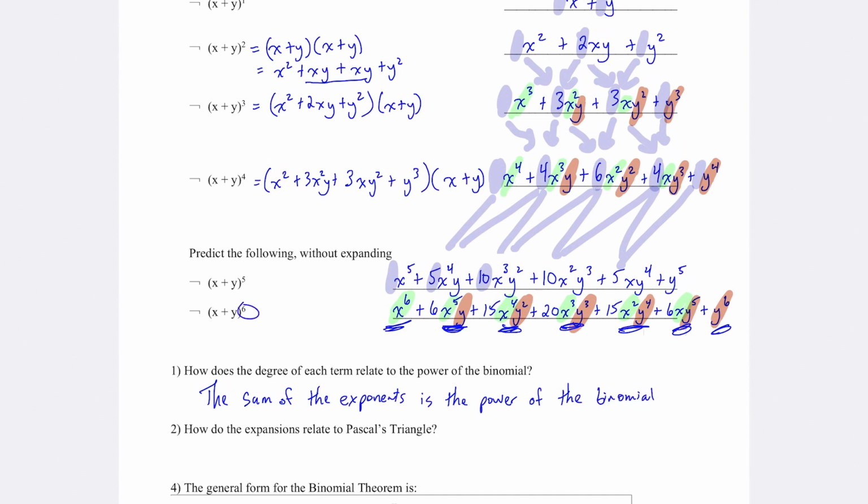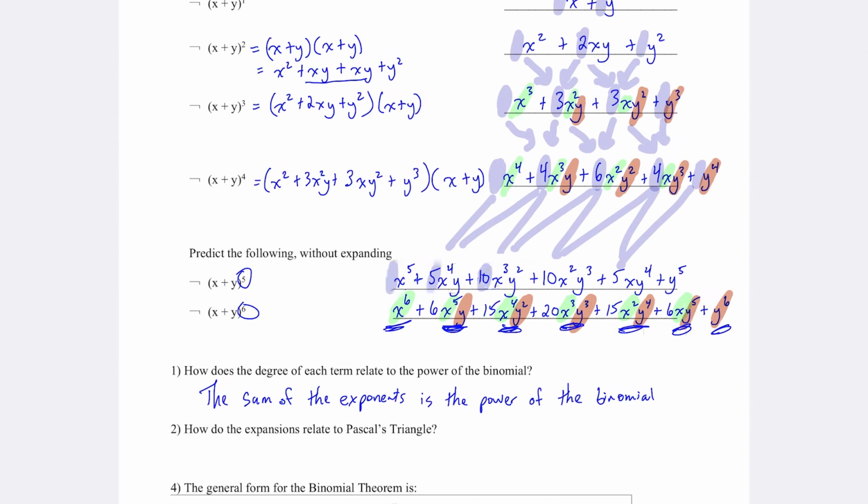So here we have a 6, and each of the terms has a sum of 6 in the exponents. You'll notice the same thing with our 5 here. Here we have a power of 5, and each one of these terms has a sum of the powers of 5.